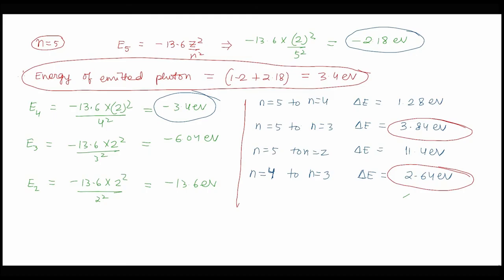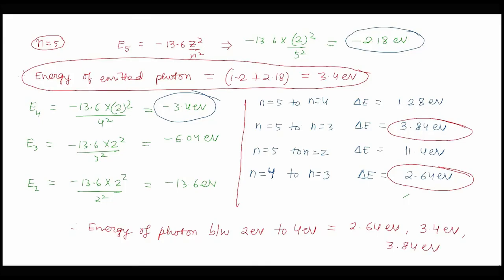So therefore the energy of the photon lying between 2 electron volt and 4 electron volt can have the following values: 2.64 electron volt, 3.4 electron volt, and 3.84 electron volt. So this is going to be our answer for question number 2.